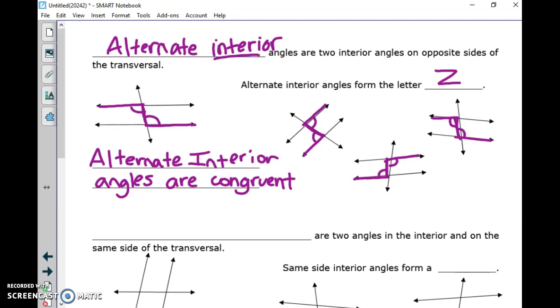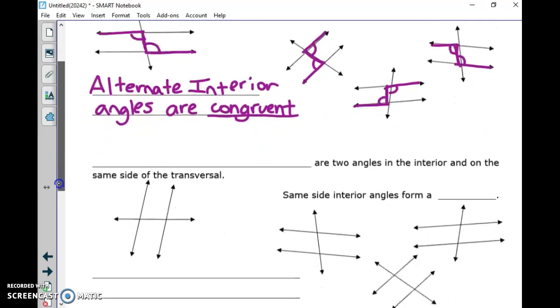So again, anytime you see anything that is between the parallels on different sides of the transversal, we know that they are congruent. Same measurements. Okay, now we move on to the next one.